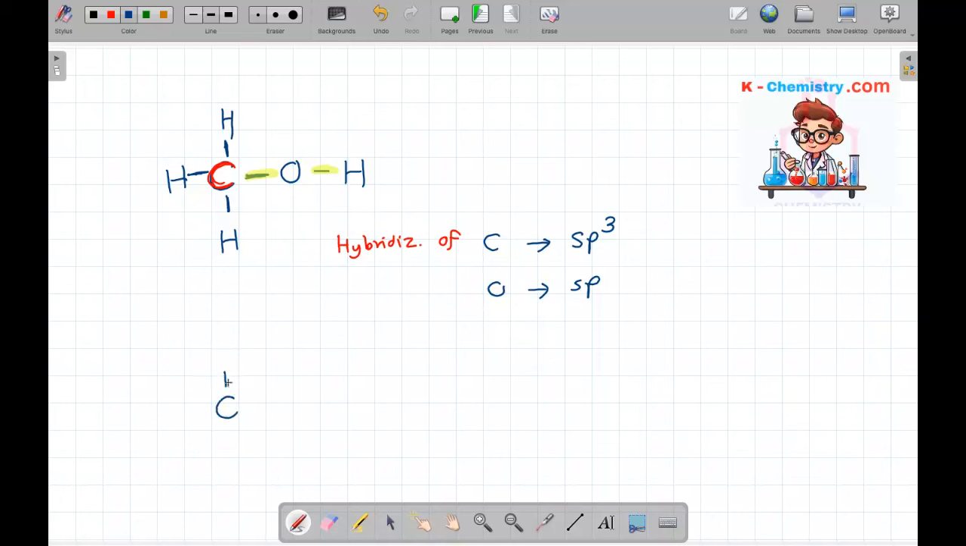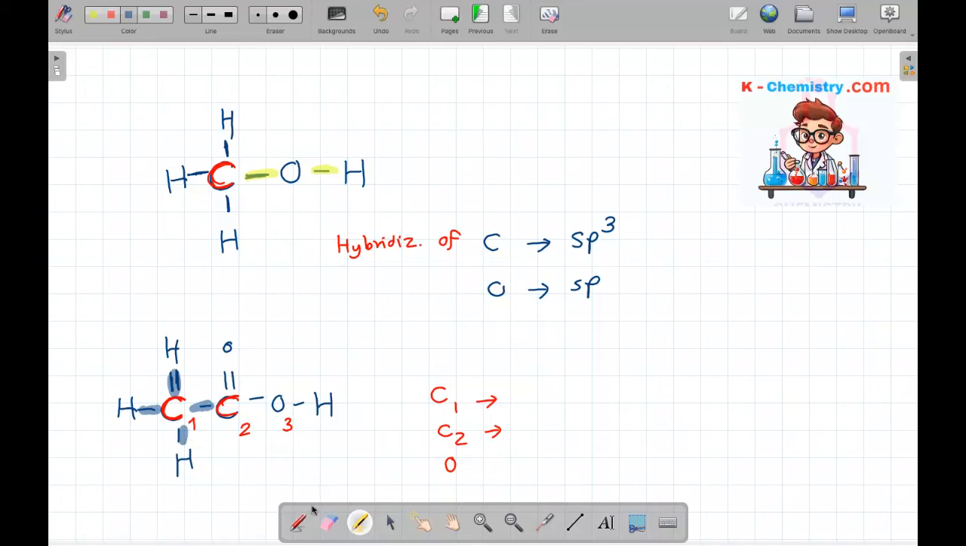Another molecule looks complicated: C double bond O, and then C, and then H, H, H, and then OH, a carboxylic acid. What is the hybridization? Don't get confused. See it one by one. So he is asking about the hybridization of this one. Let's call it carbon number 1, carbon number 2, and then oxygen. So don't say the hybridization of the whole molecule, but of this atom. So C number 1, C number 2, and oxygen. C number 1 has 1, 2, 3, 4 things around it. This is a double bond, but it's still considered as one thing. So it is 1, 2, 3, 4.